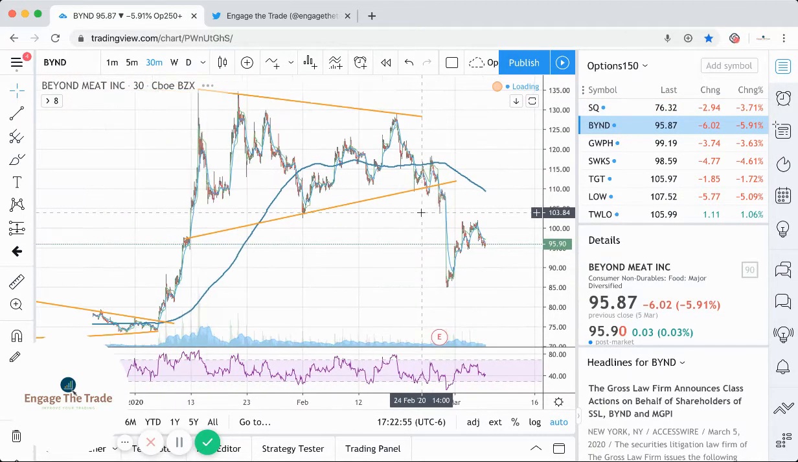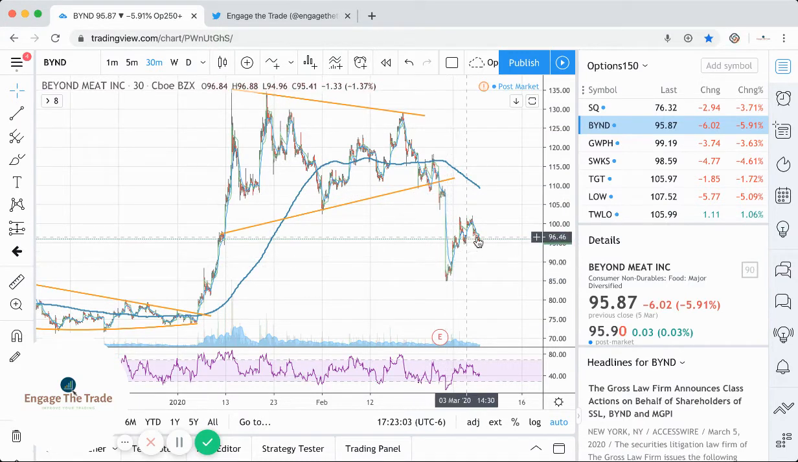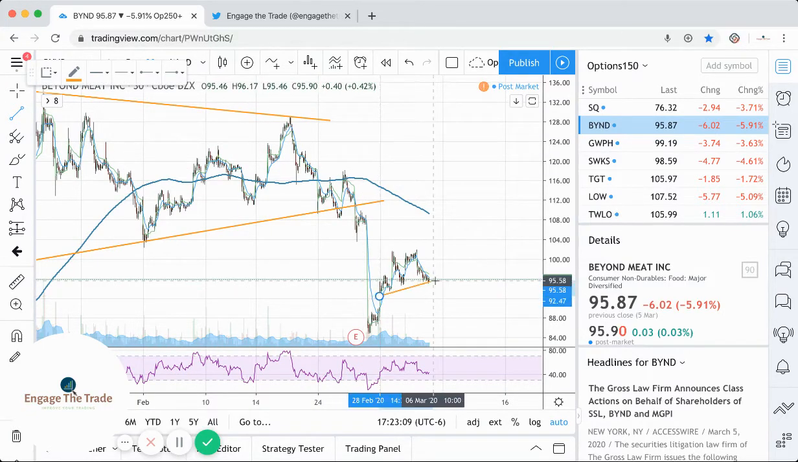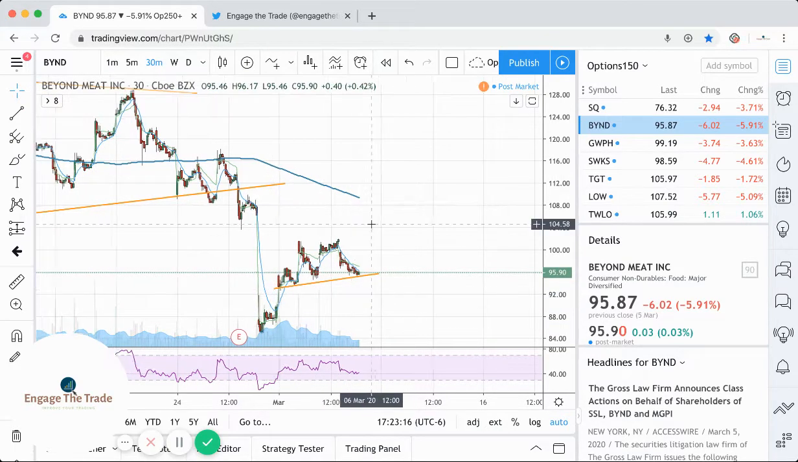I'm going to zoom out so we can kind of see why I was watching these back in the day. Beyond Meat had this nice coil going on. Earnings dropped out of it. And now it's actually not a bad short setup, but I probably won't be adding it to my list. There's plenty of others that I like more.